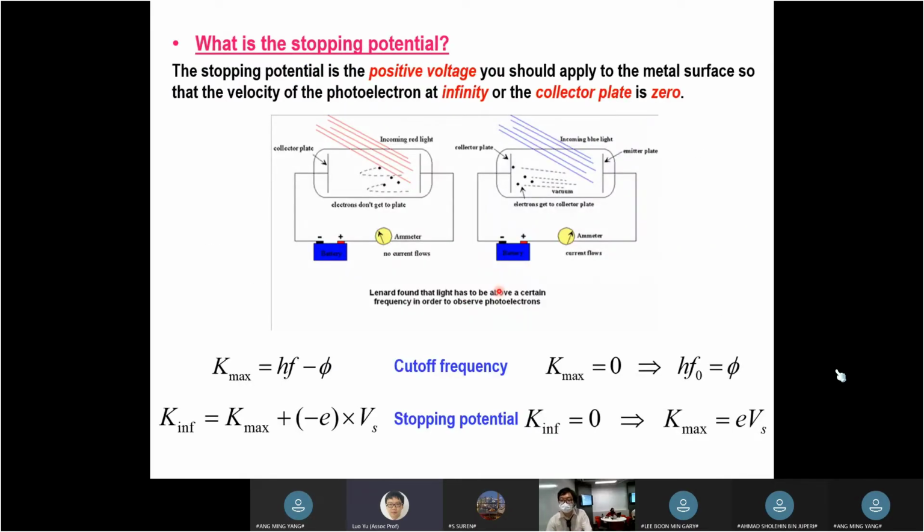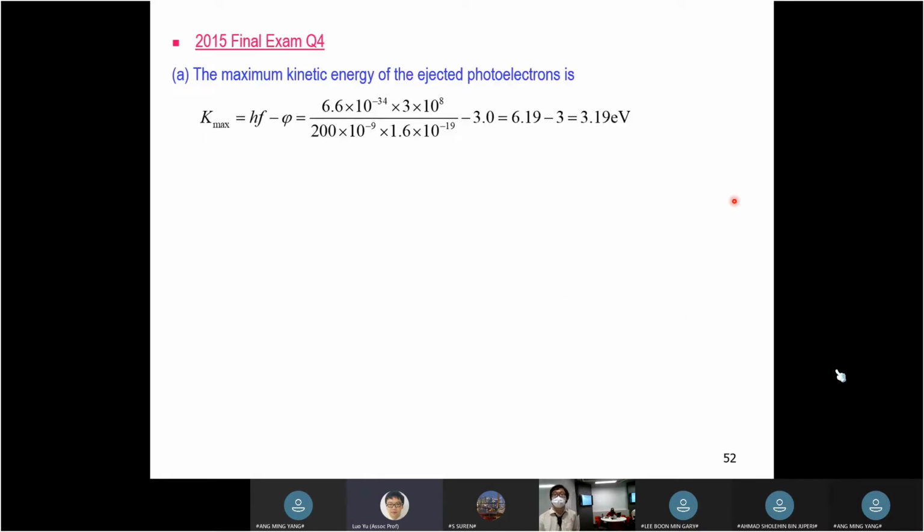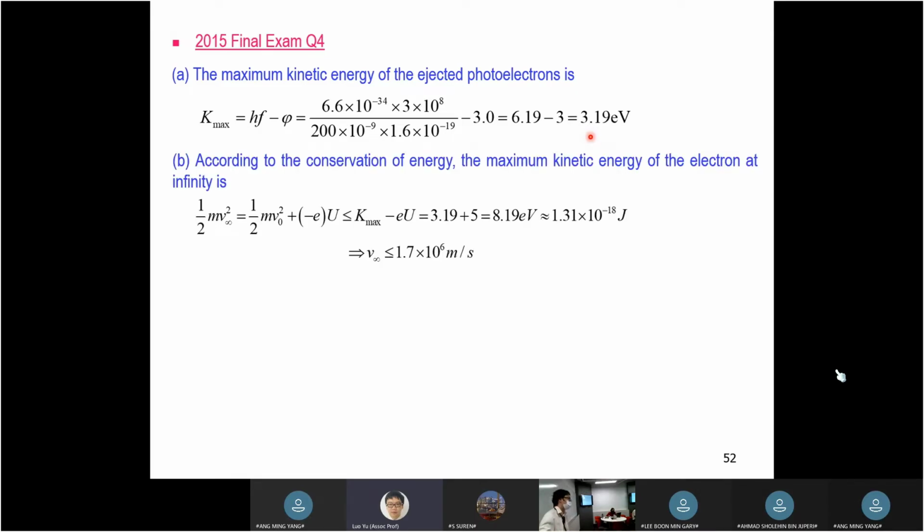The first part is worth 15 marks. As you can see, this can be solved by a single equation. Just this one: Kmax equals hf minus phi. When you get 3.19 eV, you already get the marks. Very easy, right? Directly apply the formula.